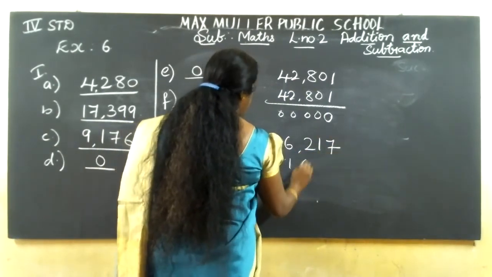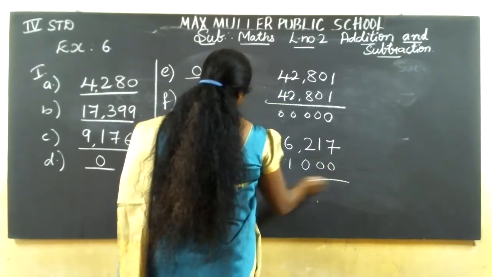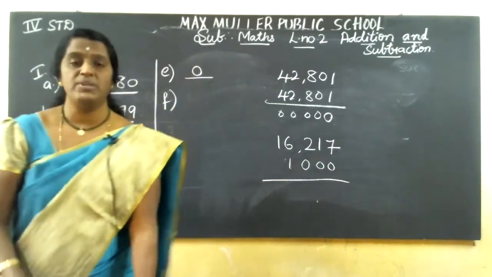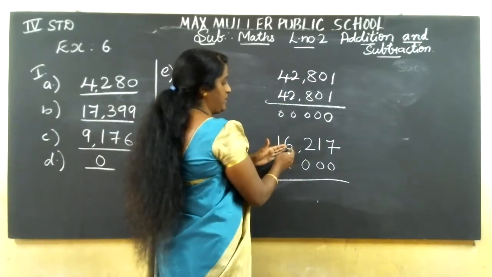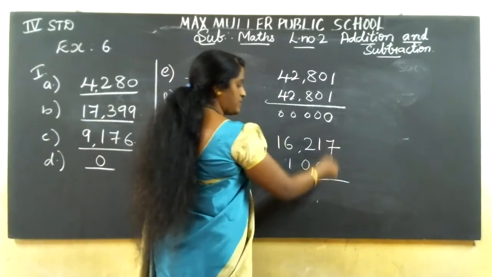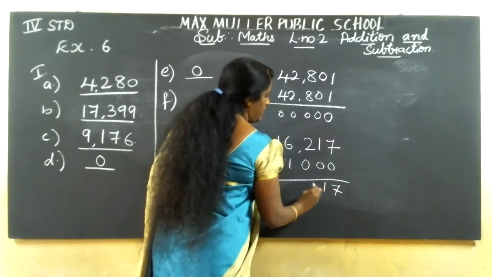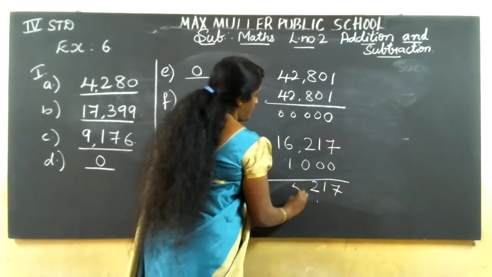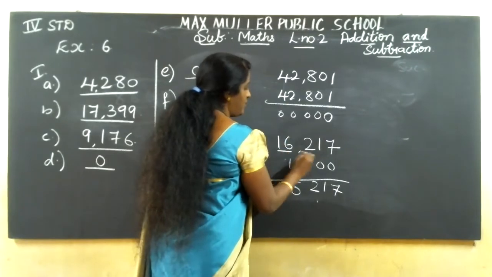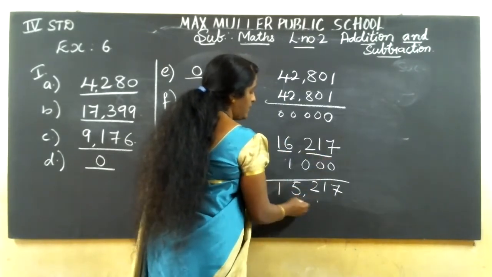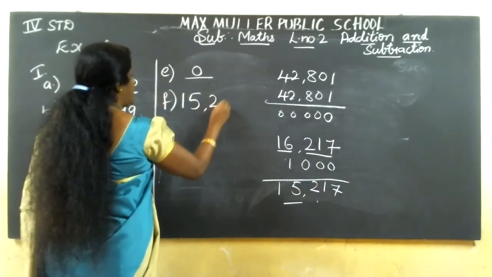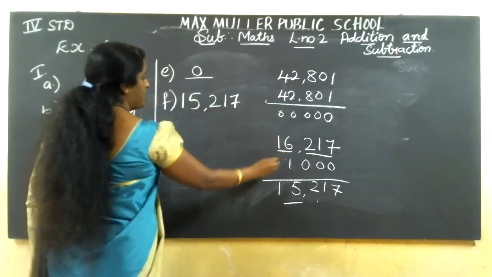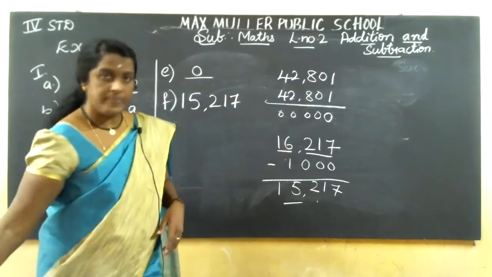F. 16,217 minus 1,000. If you do minus 1,000, how much answer will come? Only the thousands place will be changed. So here all 0. 16,217 becomes 15,217, because we are changing the thousands place. We are subtracting 1,000. Yes, no?